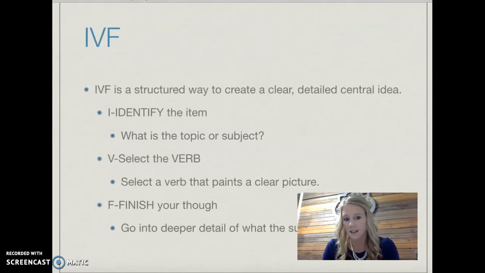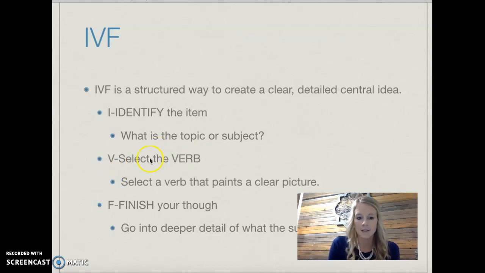Now, what you're going to do next is what we call an IVF. It is a way to create a clear, detailed, central idea. Because as a reader reading a summary, the very first thing they want to know is what they are reading about. To do that, you need to use the process called IVF. IVF stands for I, which is identify the item. By item, it is referring to the topic or the subject. We've learned so much about subjects in grammar time right now, so you should definitely know what that is.